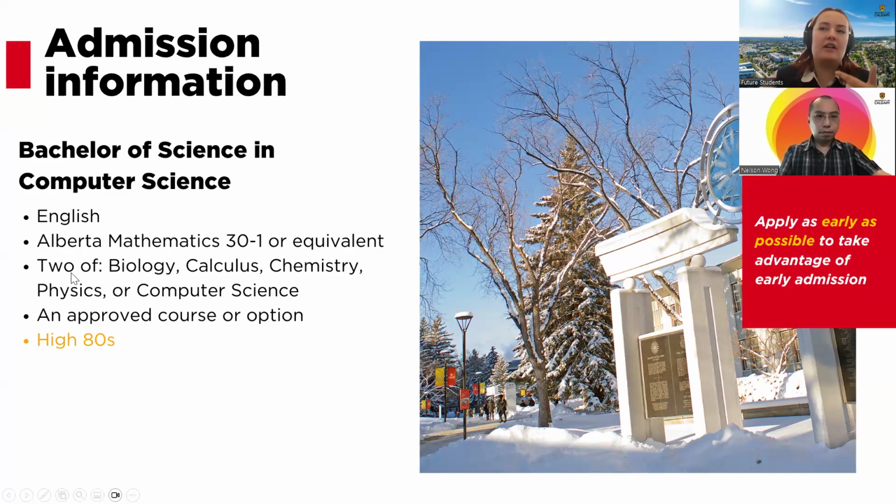2 of biology, calculus, chemistry, physics, or computer science. So you get to choose 2 of those to include in that admissions average, and then an approved course or option. And that approved course or option could be your social studies classes, it could be additional science classes, it could be physical education. There's a bunch of different options for those approved courses or options.